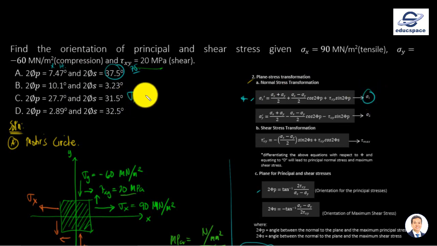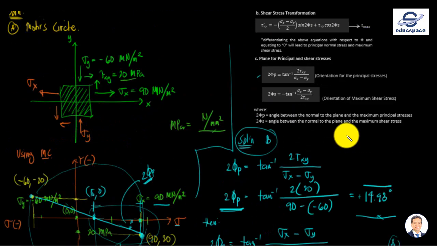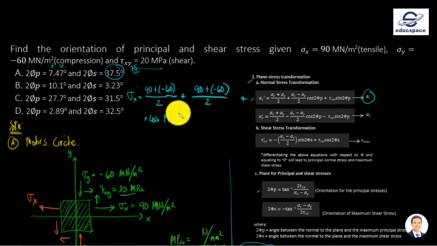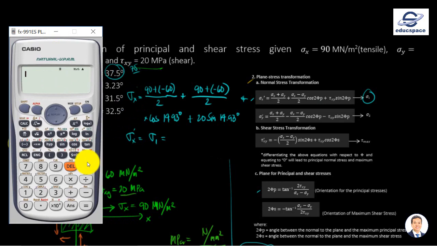So lagay ko lang dito, equal sign. This one is stress element on the x-axis, that is 90 plus minus 60 over 2. Tapos plus, again, meron tayong 90 plus minus 60 over 2 multiplied by cosine 2p. Ang 2p natin dito is 14.93 degree. And then meron tayong plus, okay, shear stress na 20 multiplied by sine 2p, which is again 14.93. So this one is equivalent to the maximum principal stress. So, tingnan natin kung pareho ang sagot.